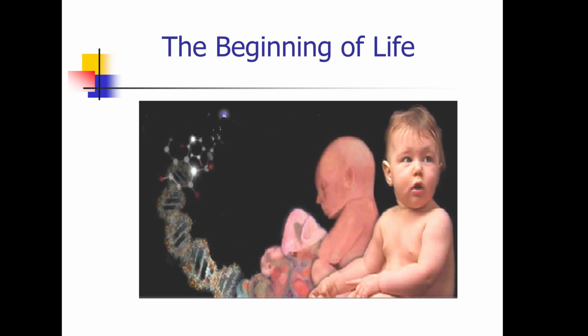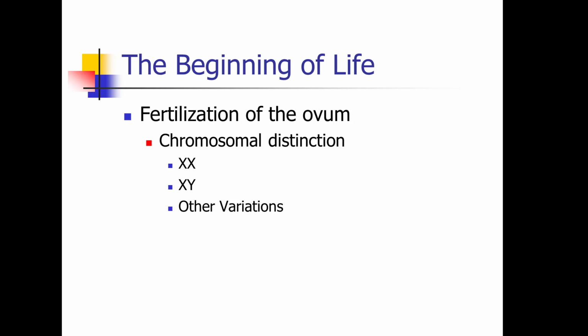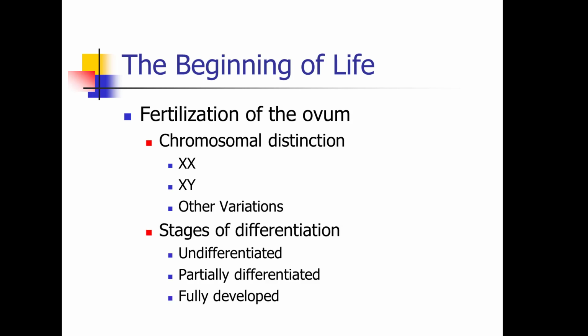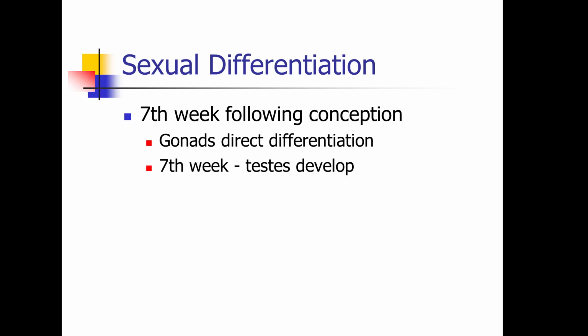We will start our examination of human sexuality at the beginning of life with fertilization of the ovum. The chromosomal distinctions are typically XX or XY, although we know there are other variations. Stages of differentiation include undifferentiated, partially differentiated, and fully developed. At the 7th week following conception, the gonads direct differentiation. At the 7th week, the testes develop. At the 10th to 11th week, the ovaries are developing.